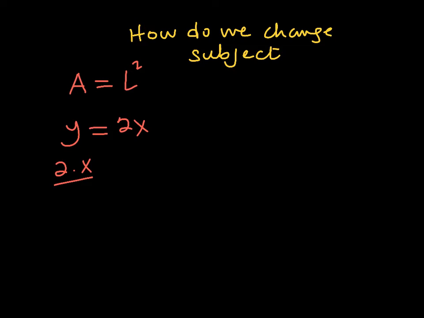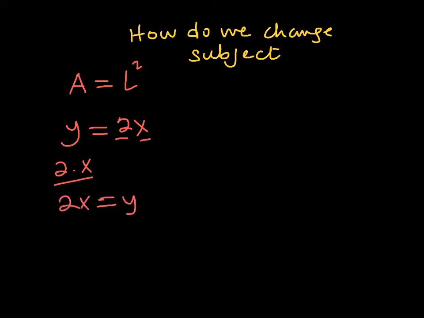So there are two factors here. One is 2, the other is x. I want to make x the subject of the formula. So to make x the subject of the formula, I have to make x a standalone on the left side. So I can rearrange this equation to be what? 2x is equal to y.